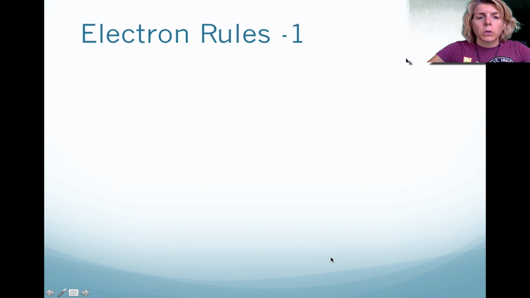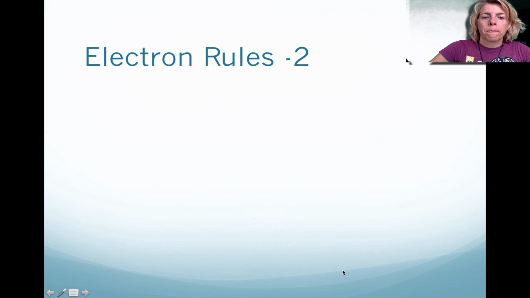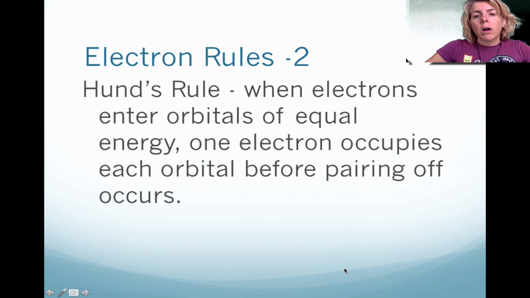Okay, so the first rule is the Aufbau principle. The Aufbau principle says that electrons have to enter the lowest energy level first. So always go from the lowest energy level before you start filling in the higher energy levels. The second rule is what we call Hund's rule. And Hund's rule says that when you have orbitals of equal energy, the electrons will occupy each orbital first before they start pairing up. And I'll show you an example of that in a minute here.